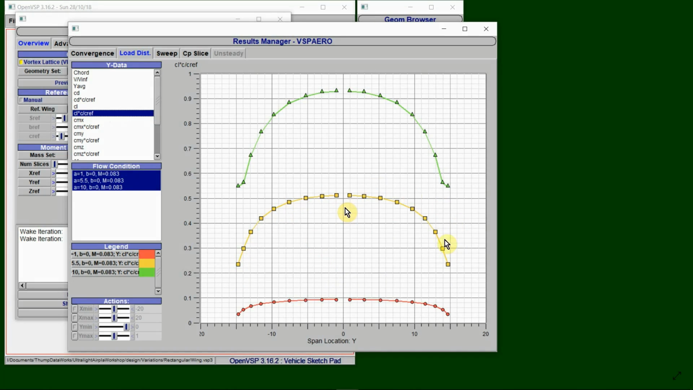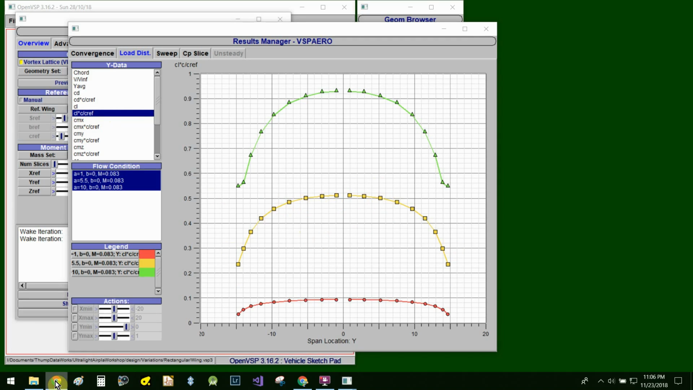We have 3 lines on this screen because back in the specifications for VSPAero, we said we wanted 3 different angles of attack measured, starting at 1 degree, going up to 10 degrees. So since we asked for 3, there will also be one right square in the middle at 5.5. So this is an angle of attack at 5.5 degrees. This is an angle of attack at 1 degree, and this is at 10 degrees. This isn't quite as flat in the middle as we saw in Horner. Let me bring that up real quick.